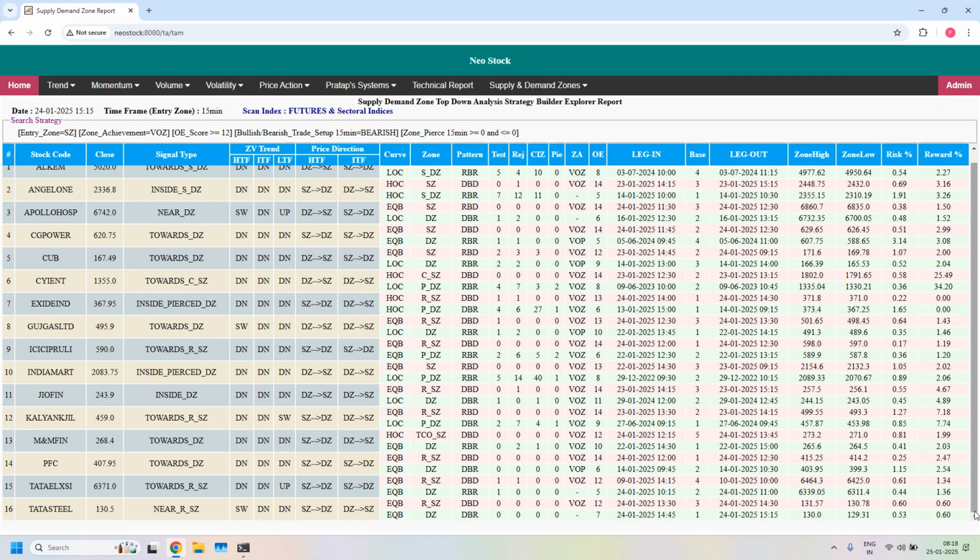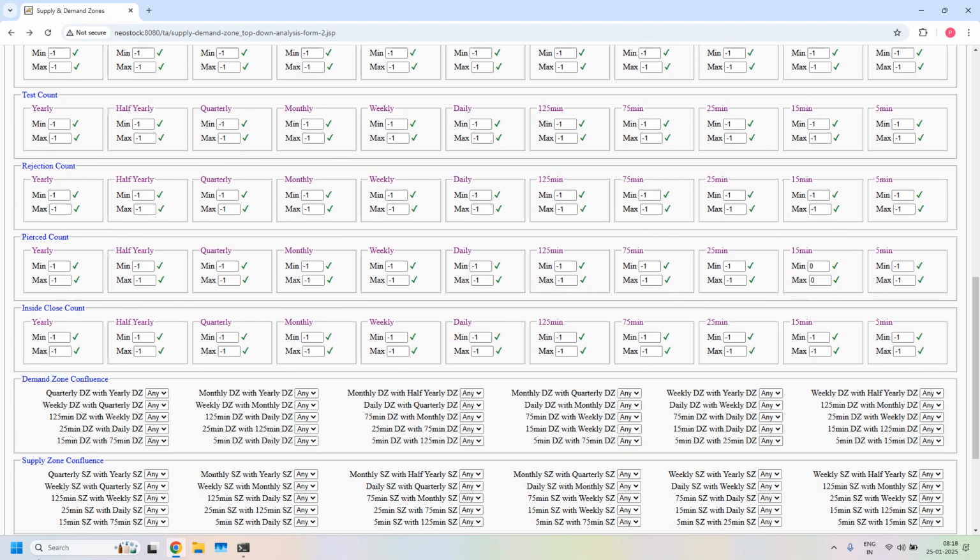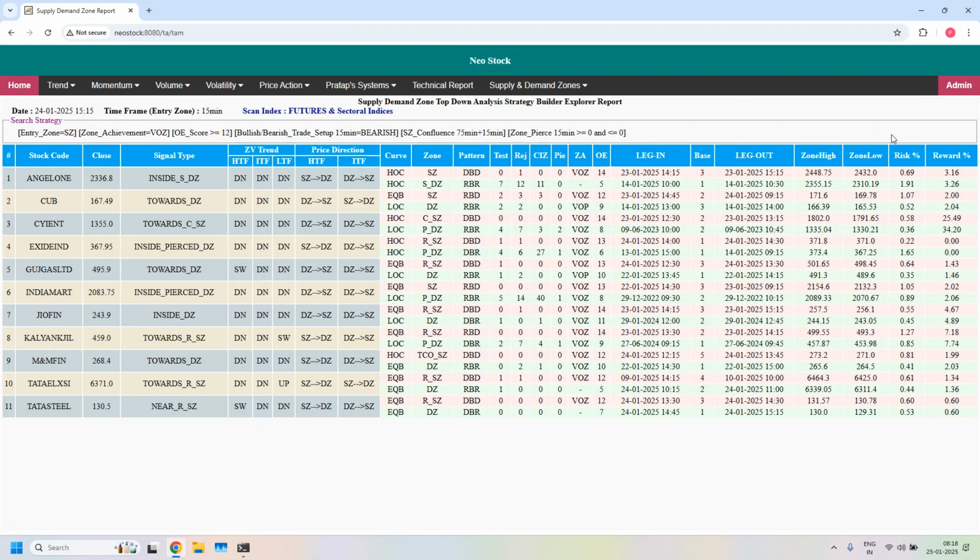First filter is LTF and ITF supply zone confluence. That is 15 minutes and 75 minutes supply zone confluence. I am enabling the filter. With this filter, out of 16, we got 11 stocks. In all these 11 stocks, these 15 minute supply zones are part of the 75 minute supply zone.